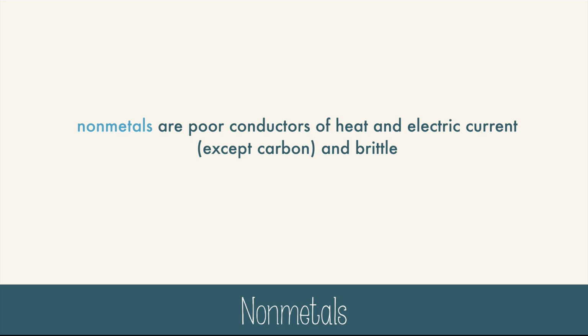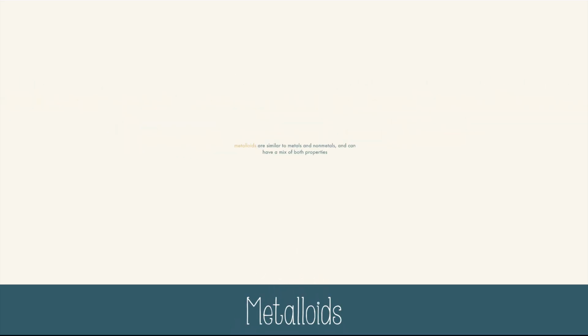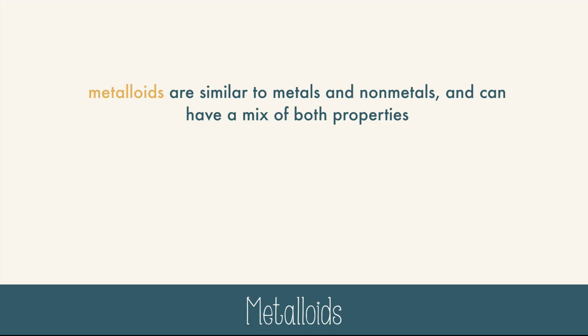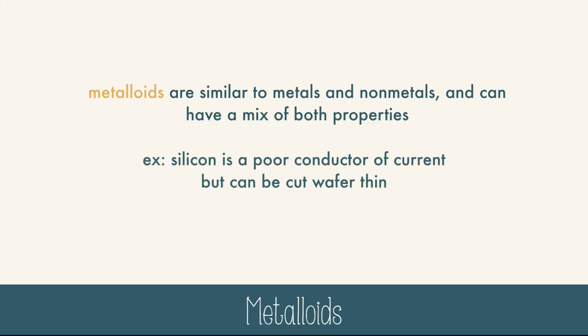Nonmetals are poor conductors of heat and electric current, except for carbon, and they're brittle. Metalloids are similar to both metals and nonmetals and can have a mix of both properties. For example, silicon is a poor conductor of current, but can be cut wafer thin.